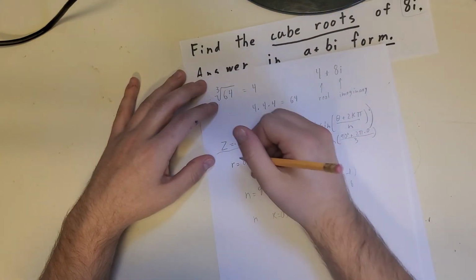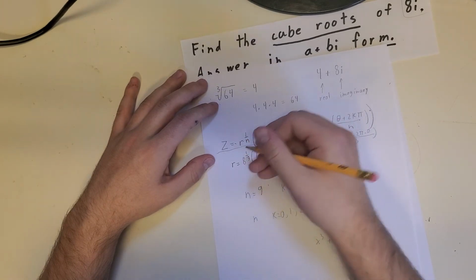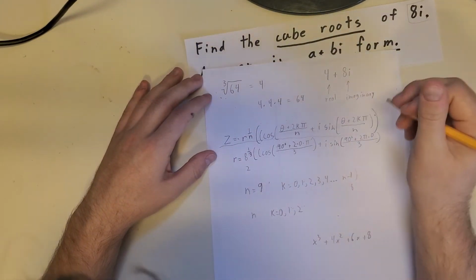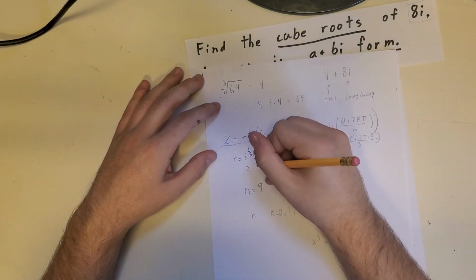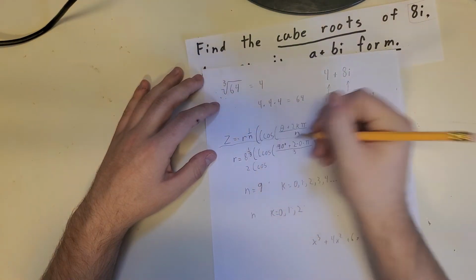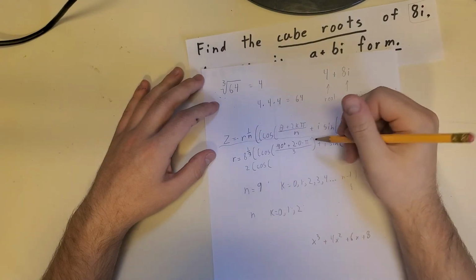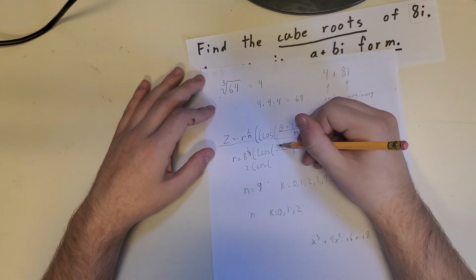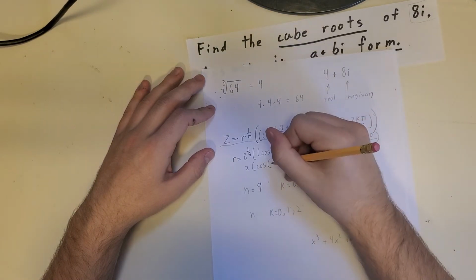And so let's do that real quick. 8 to the 1/3 power is the cube root of 8, which is 2. We're going to have 2 times cosine of, 0 times 2 times pi is 0. So 90 degrees plus 0 divided by 3 is 30 degrees.